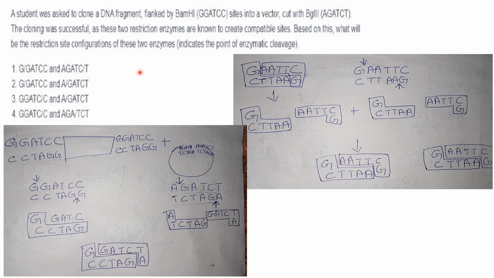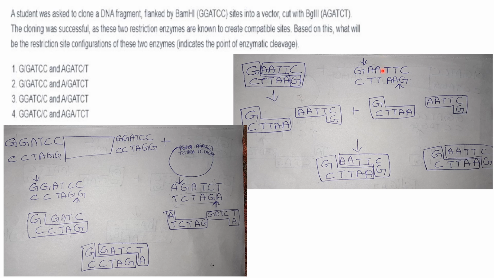Now what is this compatible end? See this photograph. Here I have taken a restriction enzyme site GAATTC. So this is the enzyme site. It will cut here at this position after G. Similarly at the bottom also it will cut here. So you will get this fragment and this fragment, that is, these two fragments.